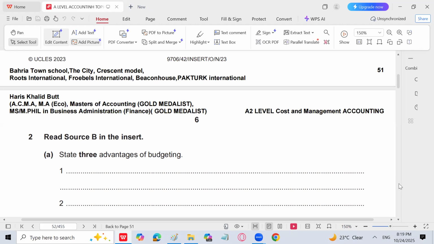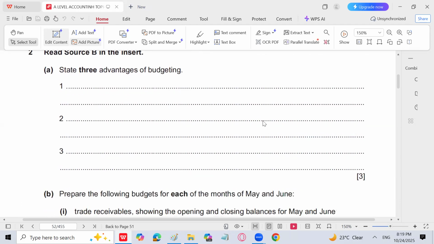It is used for motivating the employees, and also for assignment of responsibility and delegation of authority, because you delegate the authority to the employees, saying, okay, this is your target. If they achieve that target, employees will feel motivated, their morale will go up, and they will get performance appraisal also, right? And budgets are also used for decision making. So these are the advantages.